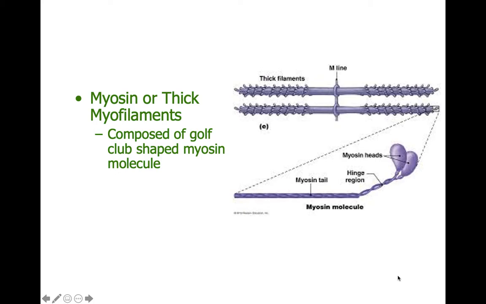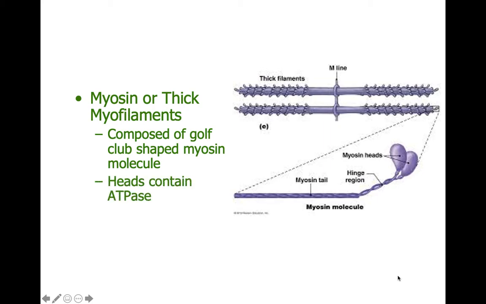And each myosin molecule has a hinged area, which, if you think about what a hinge does, it allows for the movement of something, right? You have hinges at the door so you can open and close the door. This hinged area is going to allow the myosin head to move back and forth, which is going to be crucial to how our molecules are going to move when a contraction occurs.